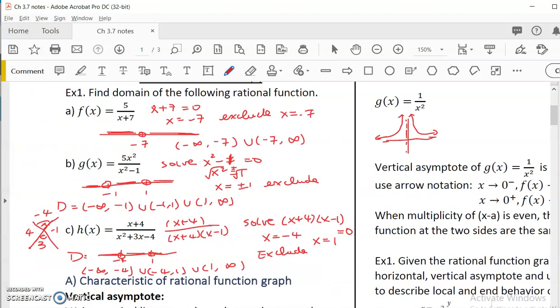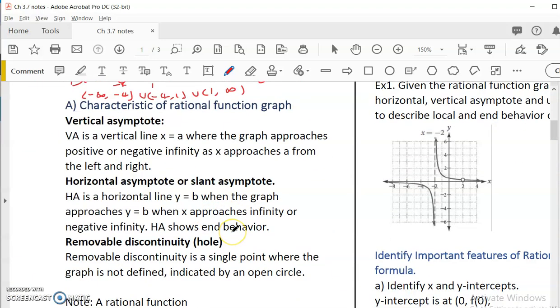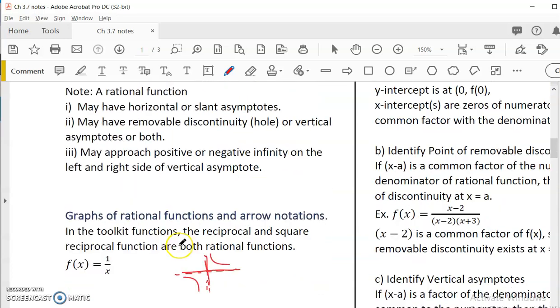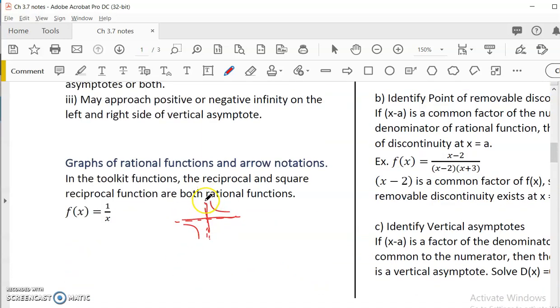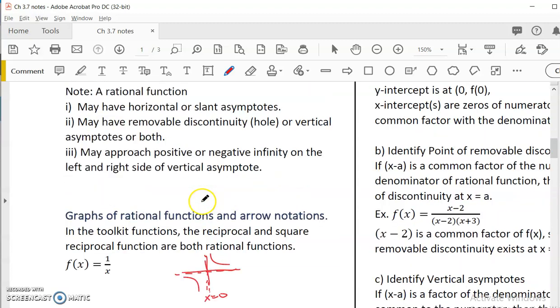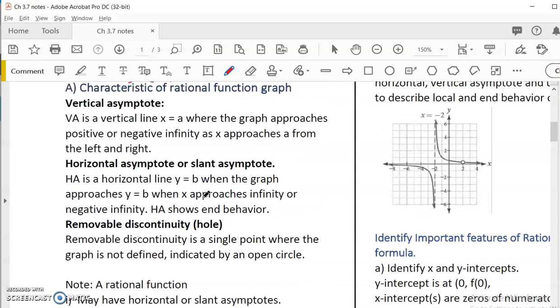So we would identify these features by some names. One is called vertical asymptotes. Vertical asymptotes are vertical lines where the graph approaches positive or negative infinity as x approaches from left and right. So in 1 over x, you'll see x equal to 0 is called a vertical asymptote because it breaks the graph into two parts. On the left side of it, the graph goes to negative infinity. On the right side, it goes to positive infinity. It shoots up without bound. So that particular line is called a vertical asymptote.